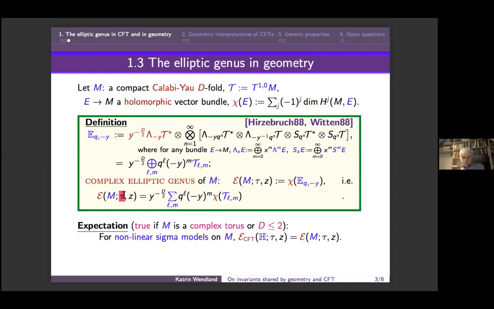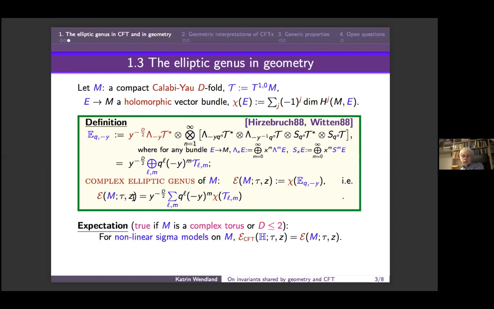Thank you. Okay. So, yes, we have a parameter tau hidden here. It's a complex parameter, and we are now suddenly allowed to turn these formal variables Q and Y into proper exponentials of tau and z, respectively. And you guessed it probably, E has interesting properties with respect to tau and z. It's actually always a weak Jacobi form, just like the EK3 that I introduced in the first transparency.